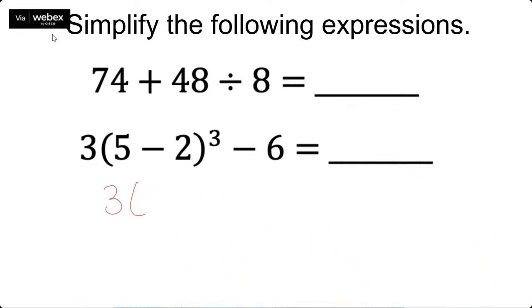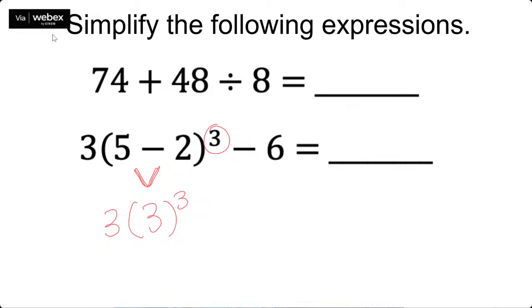Thank you. You are so welcome. I'm glad you unmuted your mic. So let's look at our problem again. Right here, we have to solve what's in the parentheses. 5 minus 2 is 3. So we were left with 3 in the parentheses times 3, but look at this. We have to square what's in the parentheses.